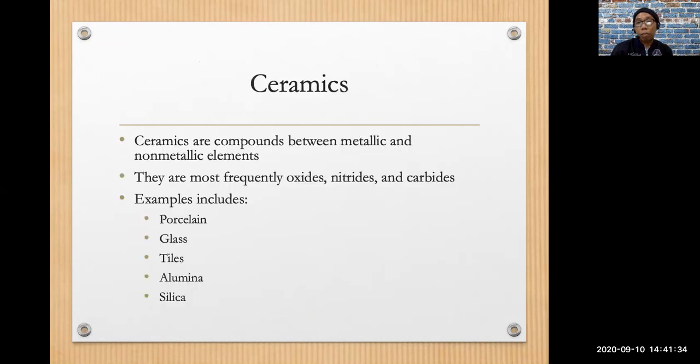Okay, so we're done with metals. Now we have a brief check of ceramics. Ceramics are compounds between metallic and non-metallic elements, so they are most frequently oxides, nitrides, and carbides. Examples are porcelain, glass, tiles, alumina, and silica. So these are examples of ceramics.